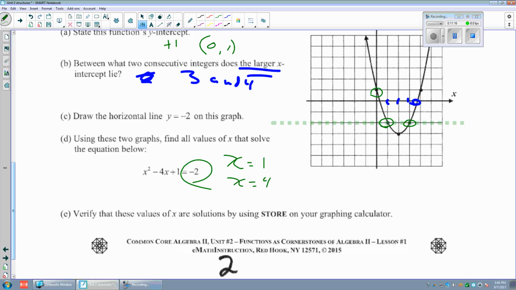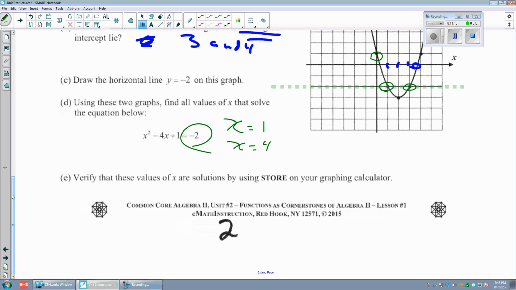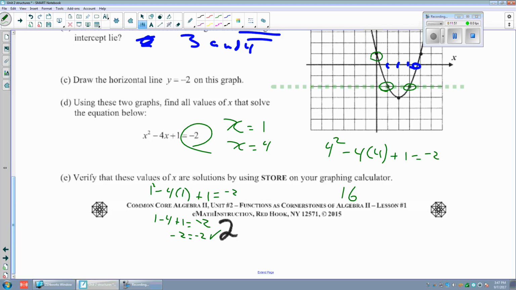If I plug a 1 and a 4 in there, they're going to check. 1 squared minus 4 times 1 plus 1 equals -2. 1 minus 4 plus 1 equals -2. -2 equals -2. It checks. Now plug in a 4. 4 squared minus 4 times 4 plus 1 equals -2. 16 minus 16 plus 1 is 1. No, 1 does not equal -2, so I recounted.